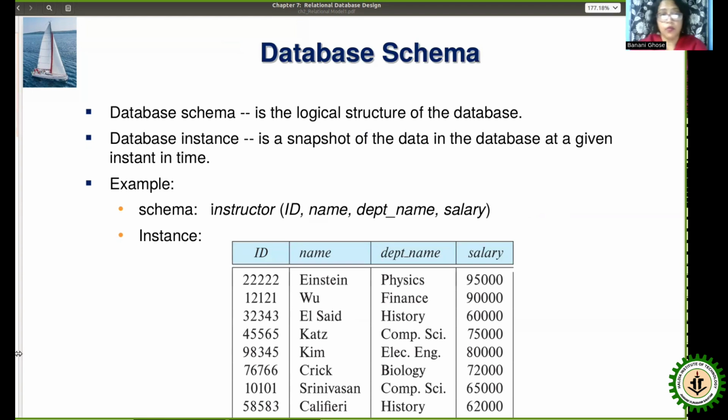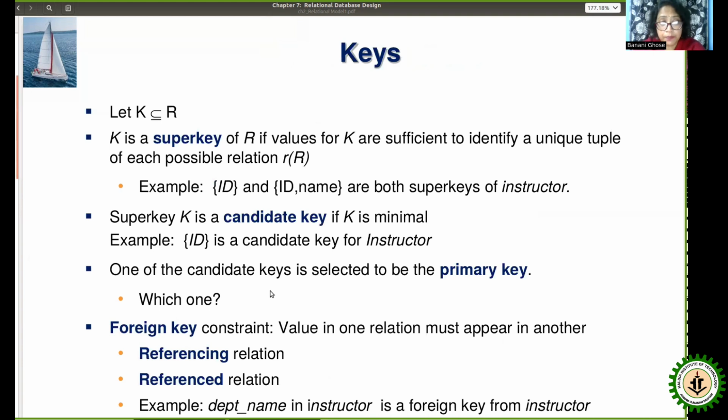Now, database schema. What about database schema? It is the logical structure of the database. So, if you are talking about the instructor relation, then it is having the ID, name, department name, and salary as the attributes. So, it is the schema which is telling us about the structure of the database. And what is instance? Instance is the data residing over there in the database at a particular moment of time. So there is a difference between the schema and the instance.